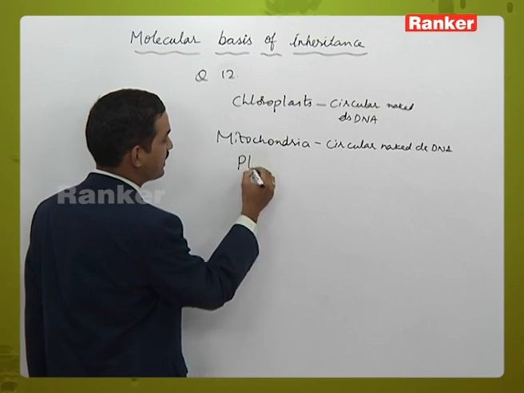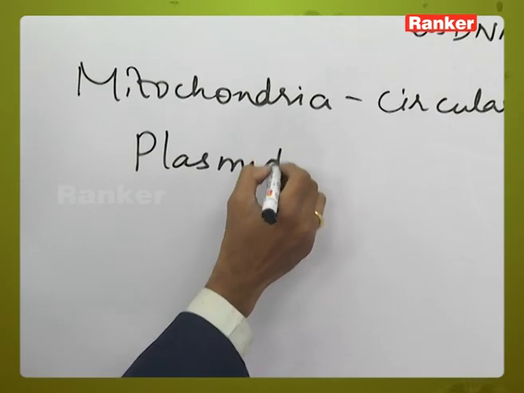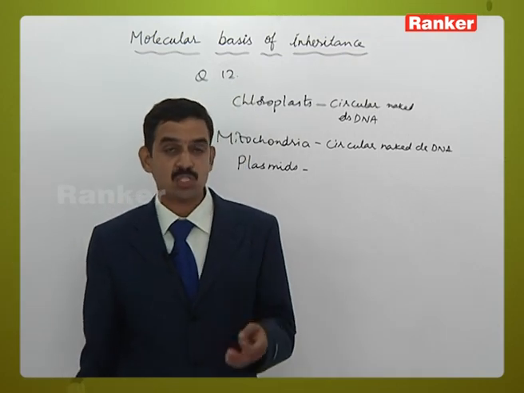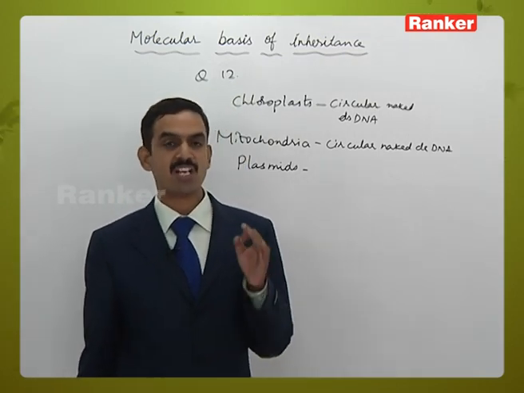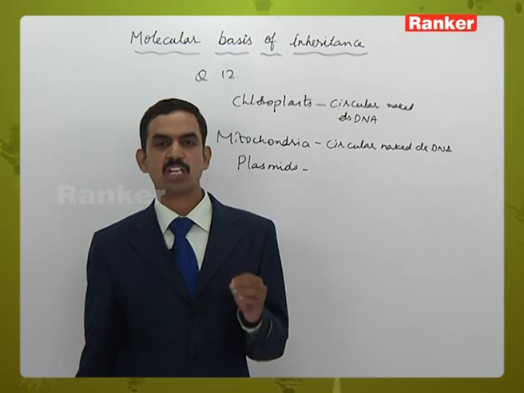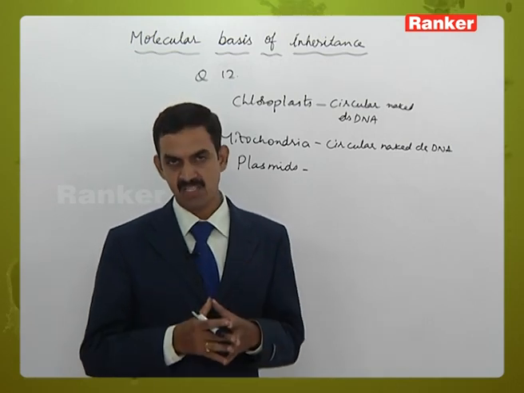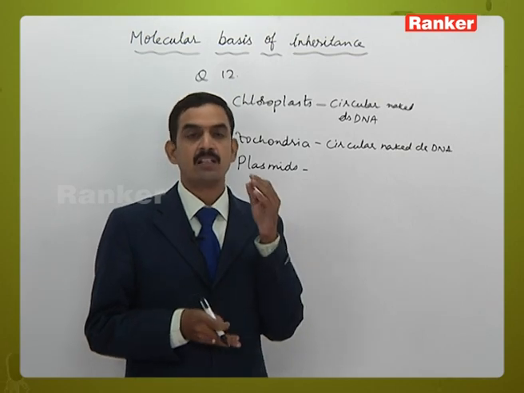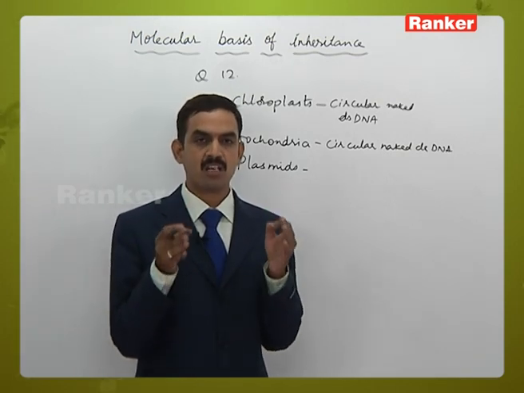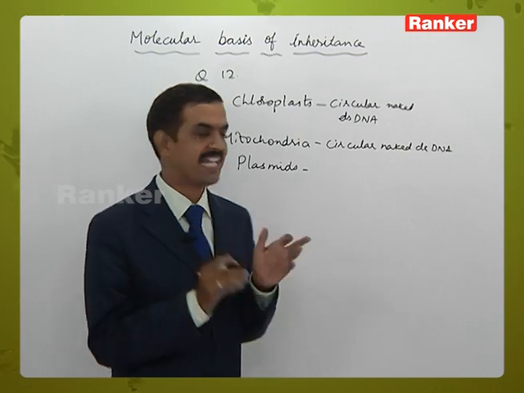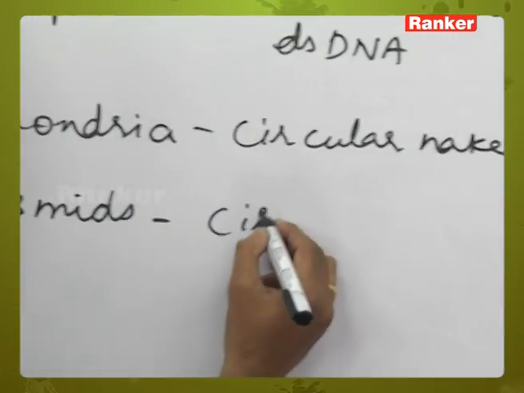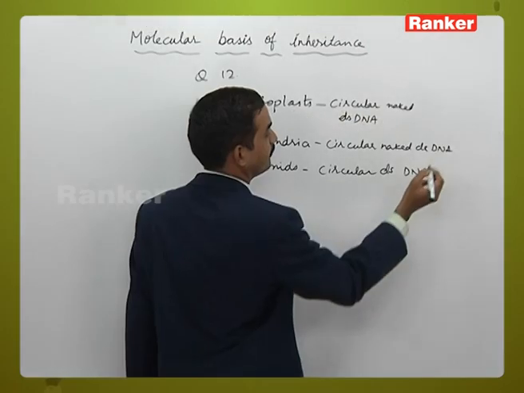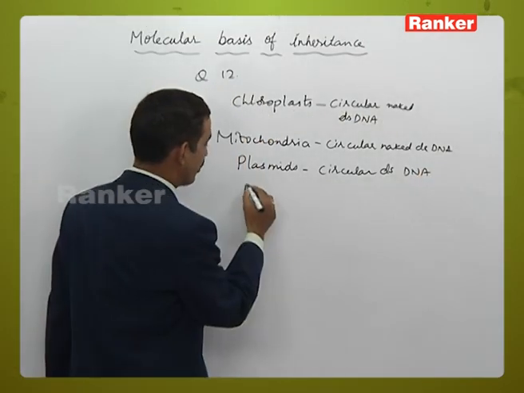Then coming to plasmids. What are plasmids? Plasmids are extra chromosomal or extra nuclear DNA molecules present in bacteria like Escherichia coli and Salmonella. So here this is nothing but a circular, naked, double-stranded DNA. So this also has DNA. Then coming to ribosomes.